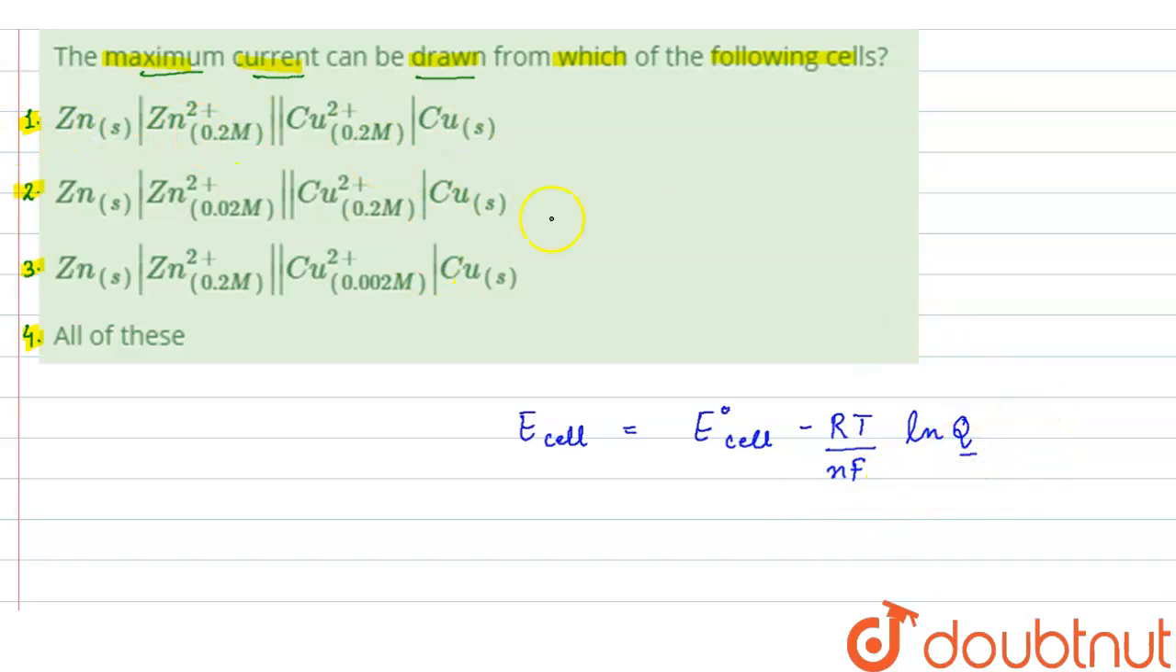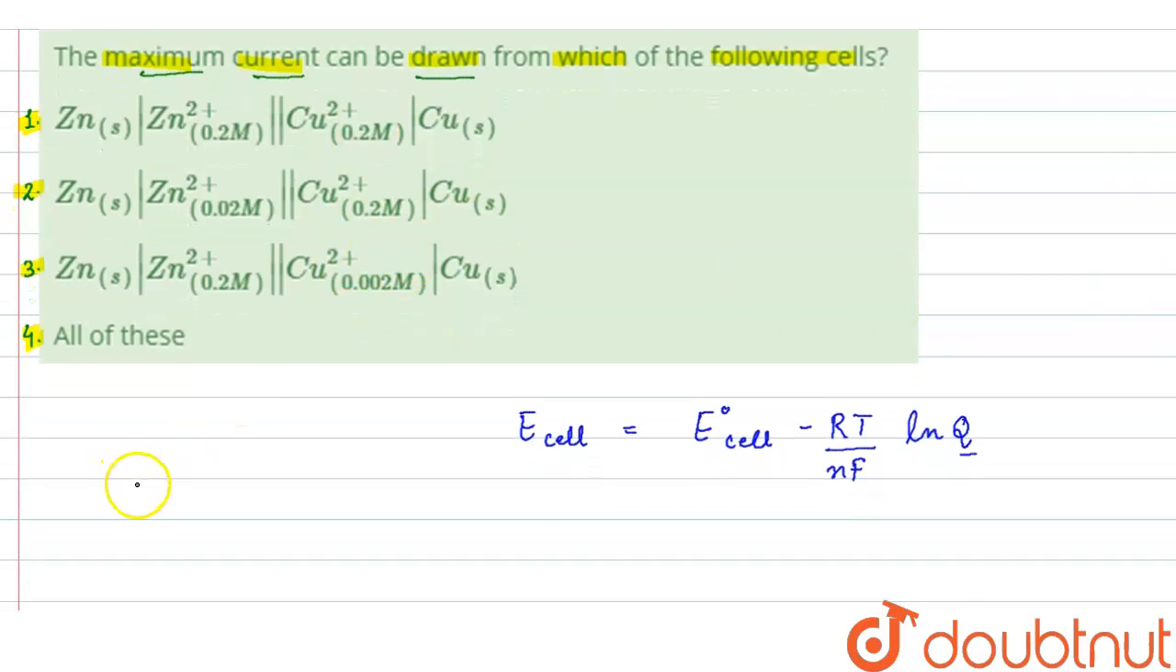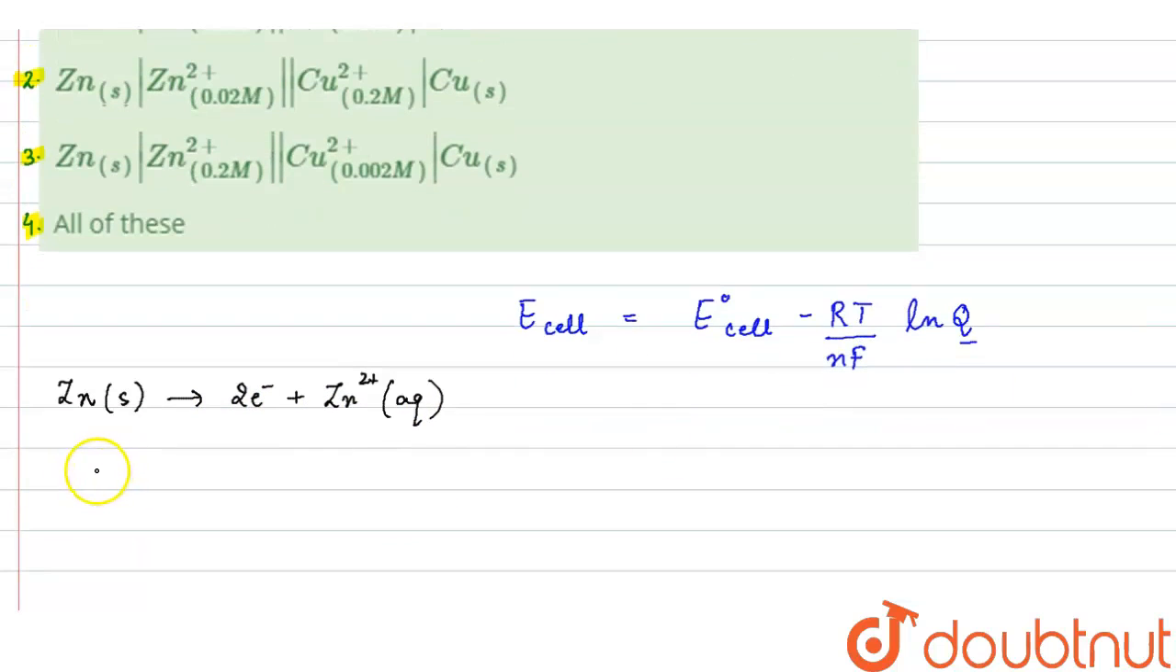Now, if you look at these cells, in the anodic half cell we have zinc. It means zinc is getting oxidized. In the cathodic half cell, we have copper. It means copper is getting reduced. So if we write the equations, zinc solid will lose 2 electrons and get oxidized to Zn2+ ions. And copper is getting reduced, so Cu2+ ions will gain the 2 electrons and form copper solid.